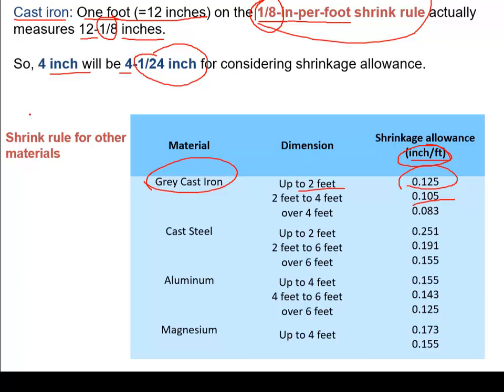These are the shrink rules for the other materials also, the cast iron, aluminum and magnesium. We are not going to learn all these things, just learn what a shrink rule is. A shrink rule must be counted in inch per feet, meaning how much inch is required to increase for the pattern per foot size of the product.